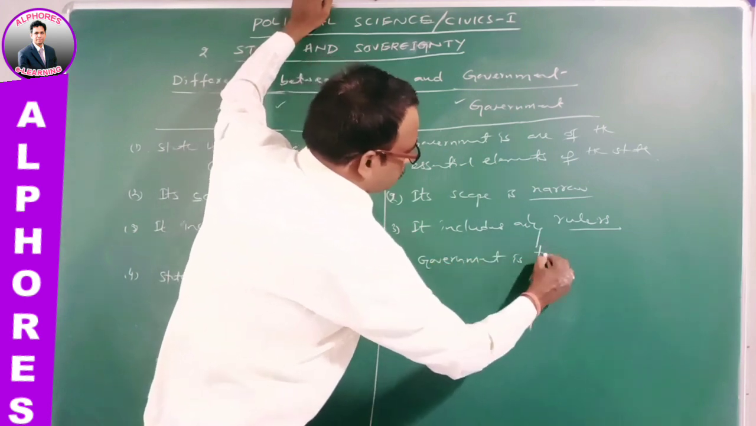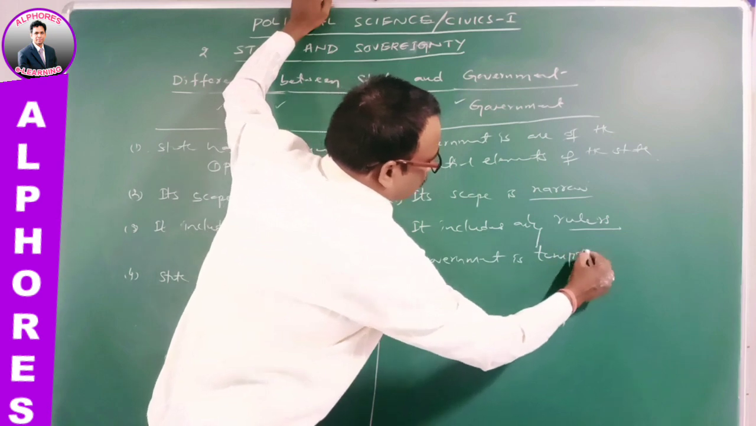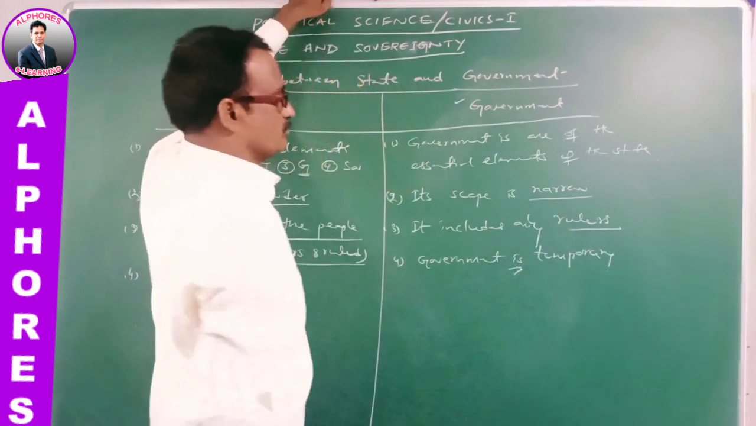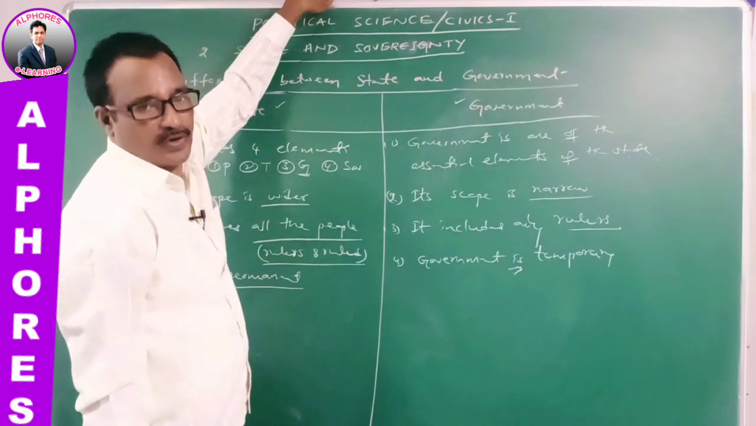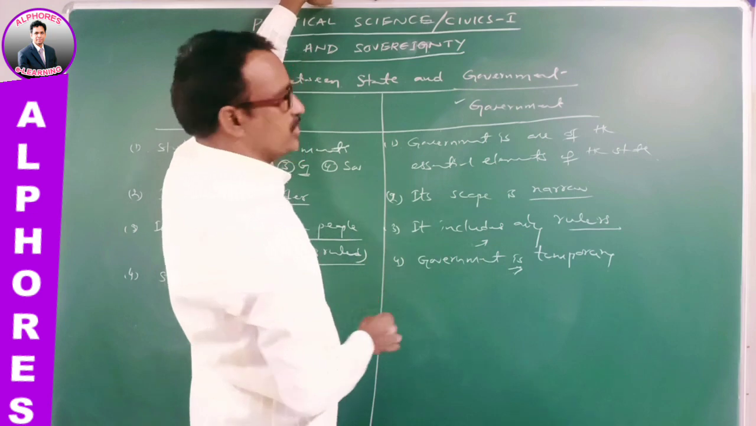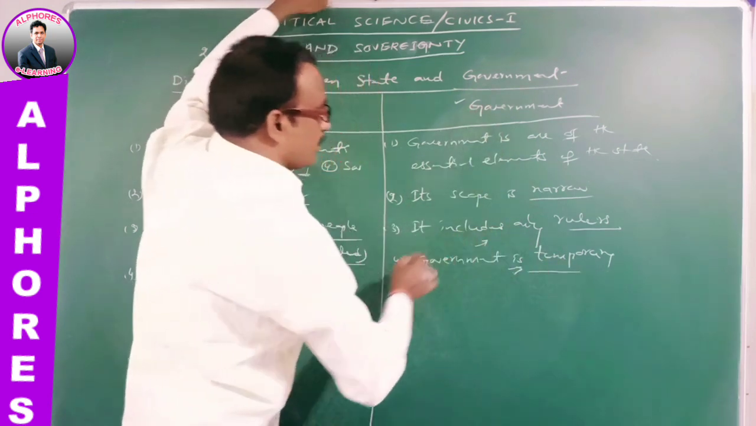Government is temporary because it can change through elections, through revolutions. So every 5 years the government will change, hence it is a temporary institution.